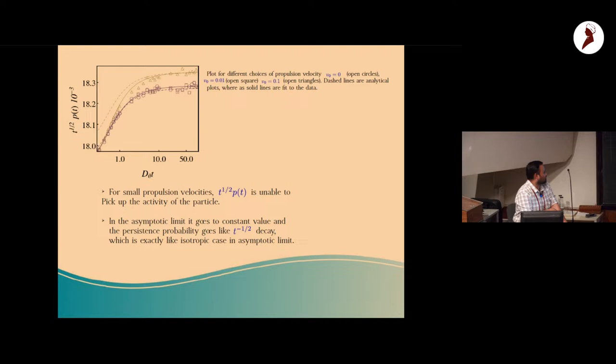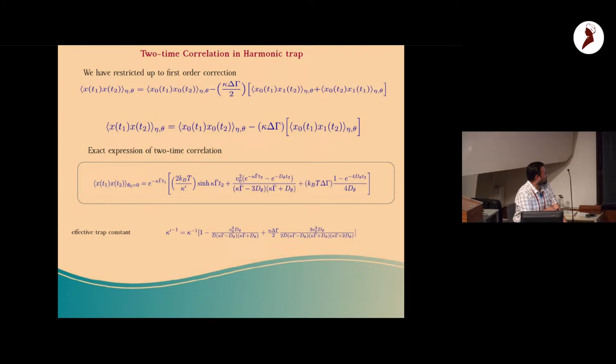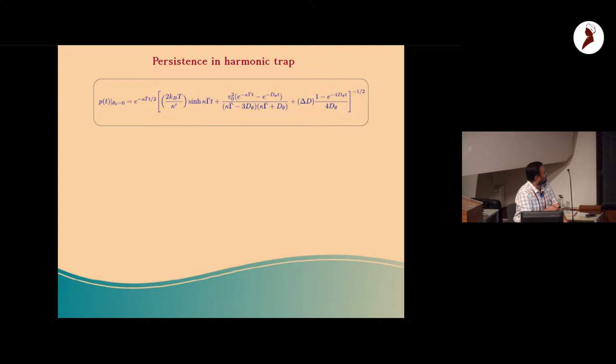For the harmonic trap, we have shown earlier the two-time correlation matrix, where we have taken up to first-order correction. We have found these analytical results, and after finding them, we got this exact expression of the two-time correlation, where the trap constant, after some transformation, goes to an effective trap constant because of the propulsion velocity. And this gives the exact expression of the persistence in the harmonic trap.